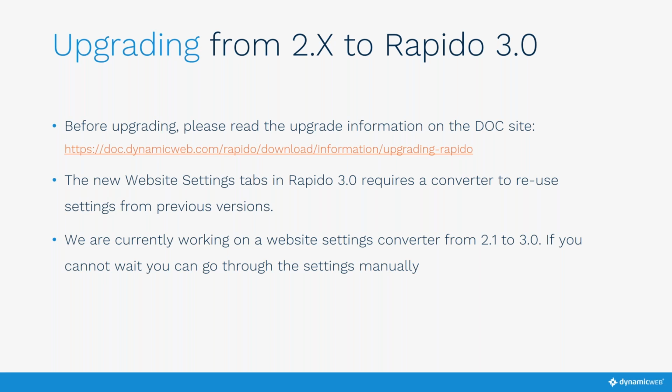So when you upgrade an existing solution, you have to go through your website settings and save them again to upgrade them, or you can ask our support department. They're able to do this for you. They know exactly what to do and get it up and running. And we're working on a website settings converter from 2.1 to 3.0. Unfortunately, it has been a bit delayed because of some planning issues. But it's possible to go through these things manually or use our support for it.